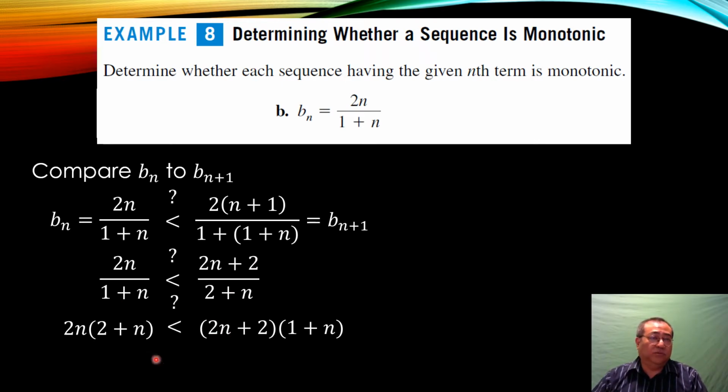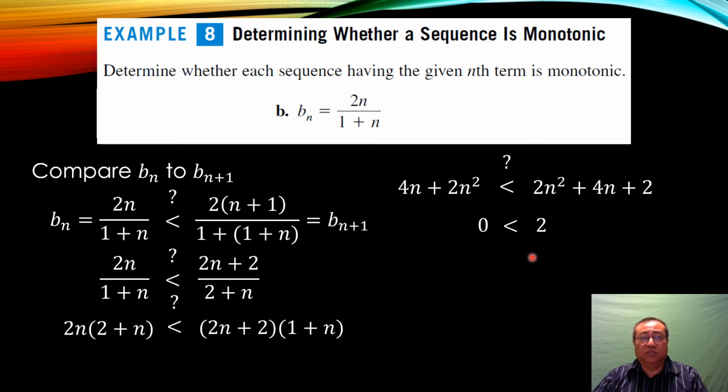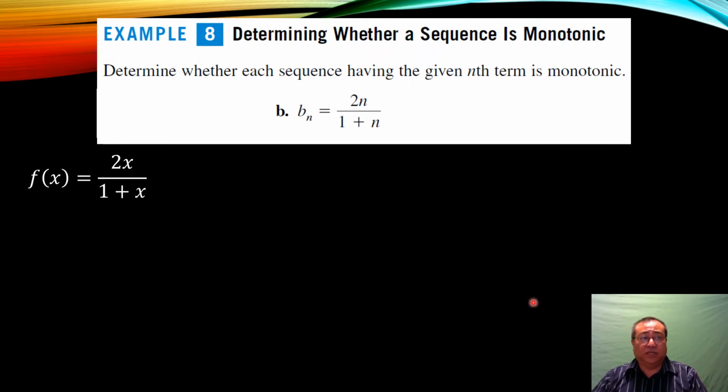And we still don't know whether one is less than the other or not, okay? So go ahead and work it out. That's what you get. Notice we got 2n squared here and 2n squared here, 4 and 4n. Basically those don't matter because they're equivalent. It leaves 0 on the left and 2 on the right. So yes, 0 is less than 2. That means b sub n is less than b sub n plus 1. So it is monotonic.